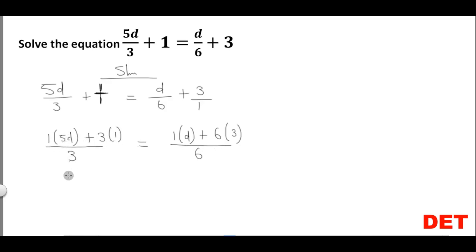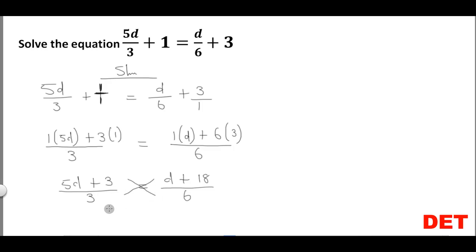So 1 times 5d will give me 5d, plus 3 times 1 will give me 3 over 3, equal to 1 times d will give me d, plus 6 times 3 will give me 18 over 6. So having done this, I have a single fraction here, and I have a single fraction here. So the next thing I'm going to do is to cross multiply.